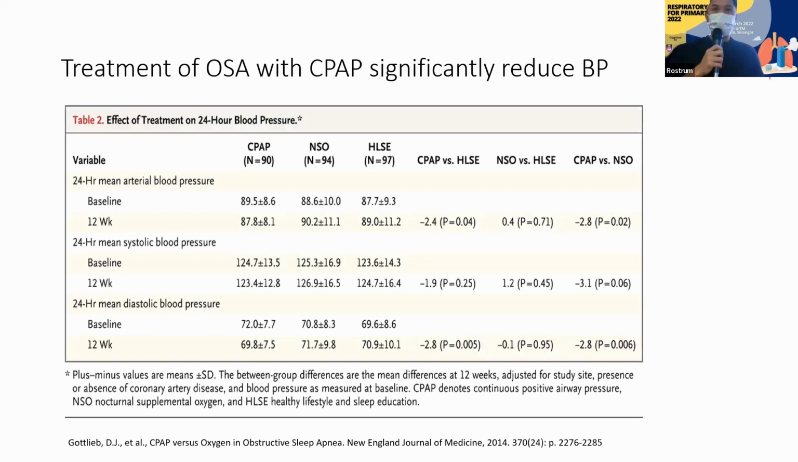In terms of the treatment impact of CPAP therapy for OSA on hypertension, Gottlieb et al. conducted a randomized control trial of CPAP versus oxygen in 300 OSA patients. The patients were randomized to 3 arms: CPAP therapy, nocturnal oxygen therapy, and a control group receiving only lifestyle and sleep education. They discovered that 24-hour mean arterial blood pressure at 12 weeks was lower in the group receiving CPAP than in the control group and the nocturnal oxygen therapy group, by about 2.4 to 2.8 millimeters mercury.